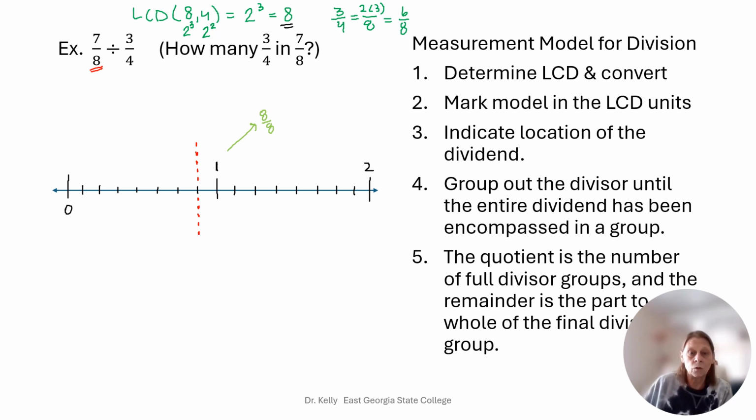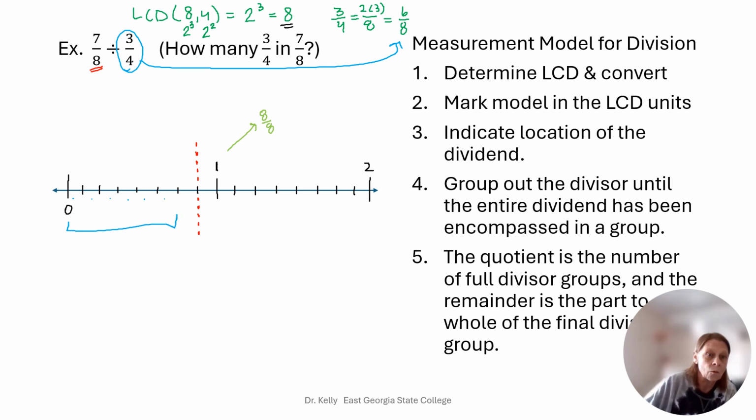And the next thing we're going to do is group out the divisor until the entire dividend has been encompassed in a group. So we're going to be pulling out groups of 3/4, but remember 3/4 is 6/8. So I'm going to count out 6. So 1, 2, 3, 4, 5, 6. So there is one group of 6/8. Okay, which is the same thing as 3/4.